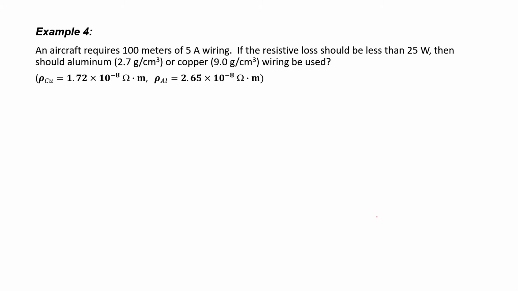Let's now work a more complicated example. Let's say that you're designing the wiring for an aircraft. An aircraft requires, say, 100 meters of 5 amp wiring. If the resistive loss needs to be less than 25 watts, then should we use aluminum or copper? The consideration here is that we're making an aircraft, so the weight of the wiring matters. Normally, you want to use something that's lightweight. Copper and aluminum have different resistivities though, so which one is going to make more of a difference?